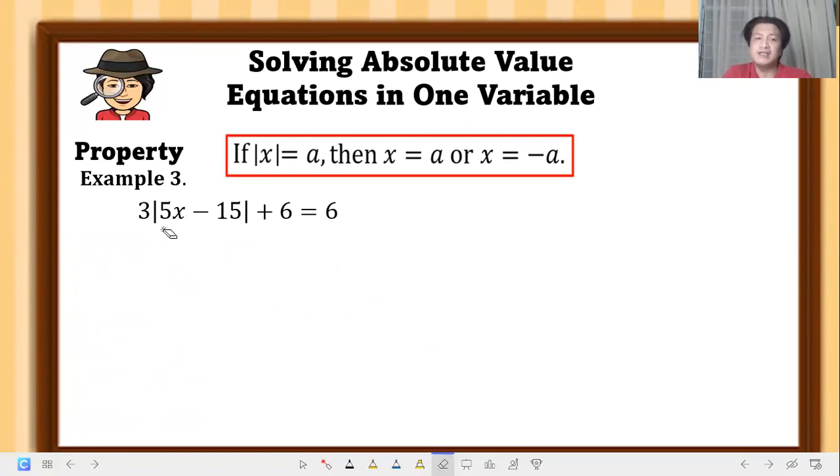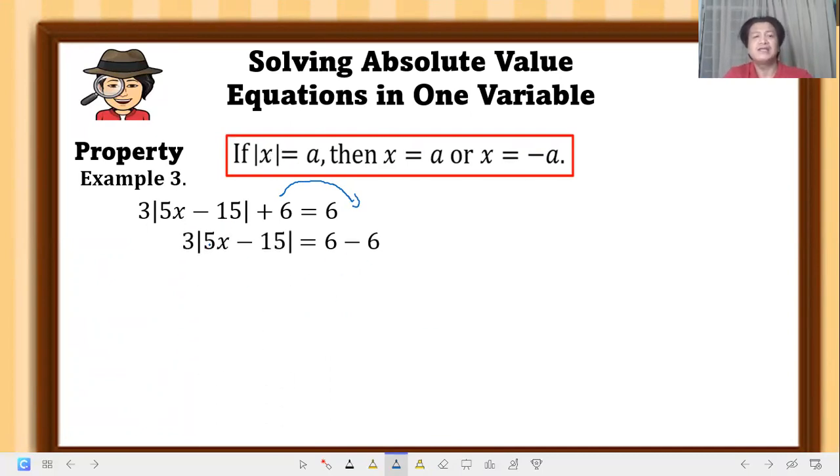Okay, observe muna natin. Di ba meron siyang coefficient? 3. Ibig sabihin yan, multiply yan. Kasi nakadikit siya doon sa numerical coefficient ng absolute value. And meron constant term. The first thing that you're going to do is transpose natin yung positive 6 doon sa right side. Kaya i-simplify natin. That will become negative. Kaya 6 minus 6 na siya.